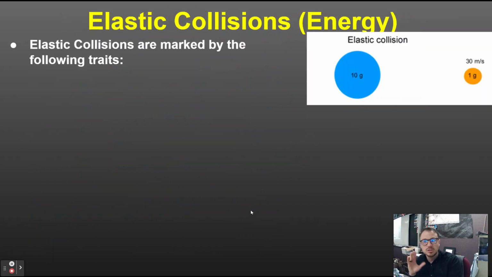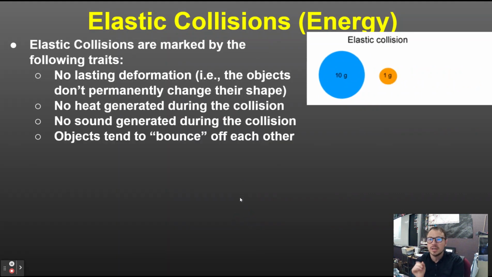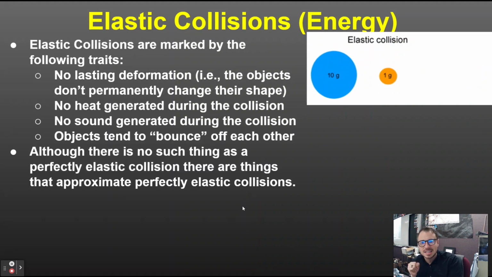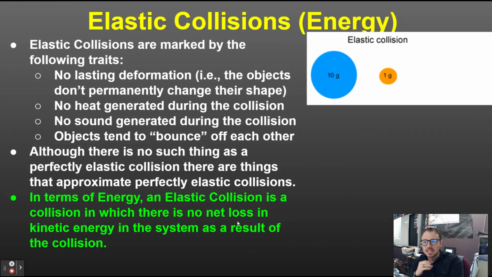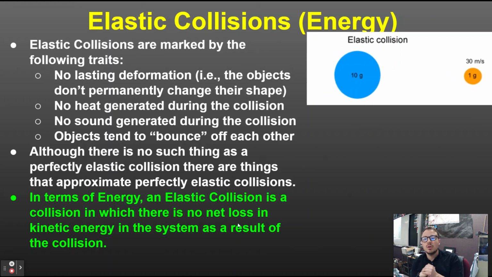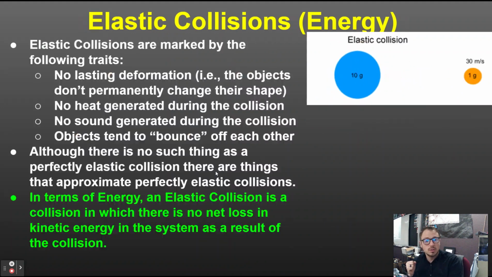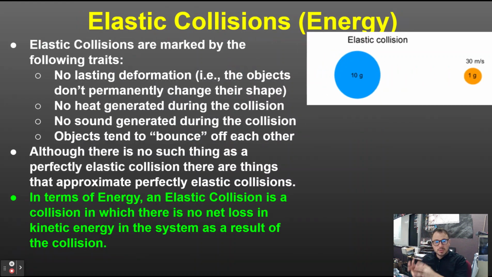All right, so that brings us to elastic collisions. We already learned about elastic collisions in terms of momentum: no lasting deformation, no heat generated, no sound. Objects tend to bounce off each other. Now, there's no such thing as a perfectly elastic collision, though some are close. In terms of energy, an elastic collision is a collision in which there is no net loss in kinetic energy in the system as a result of the collision. We saw that in the simulation: all the kinetic energy before is kinetic energy after the collision. I have no loss of energy to the outside world.